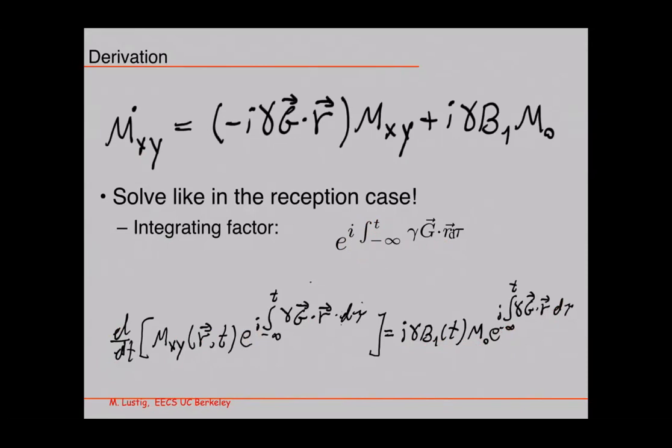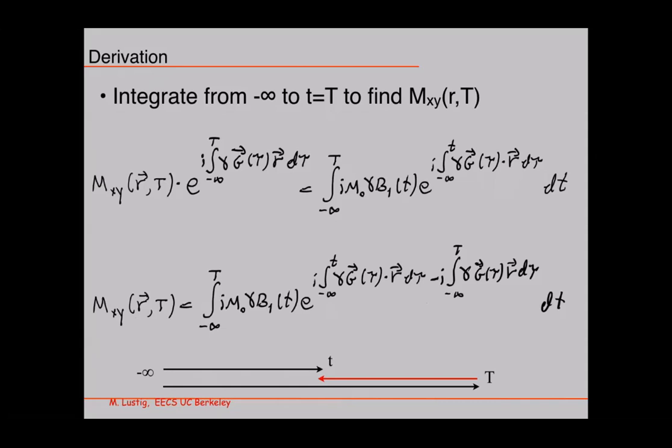You can actually show that when you do that, it results in the right integrating function, exactly like we did before. So effectively now we just need to integrate this part. Whatever you have in the brackets equals the integral of this part from minus infinity all the way to time t. And this is exactly what we want to do. We want to integrate from minus infinity to t equals capital T to find what is Mxy of position.